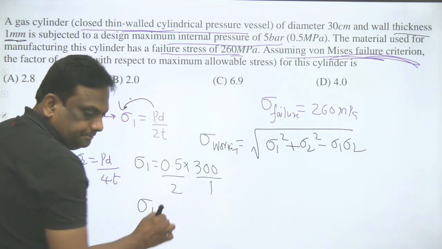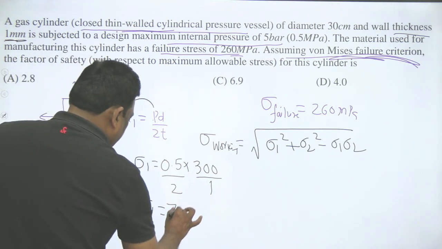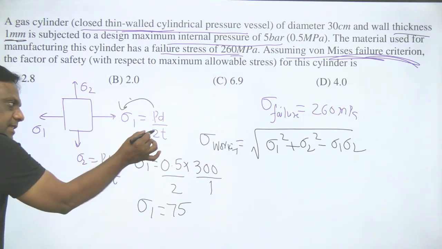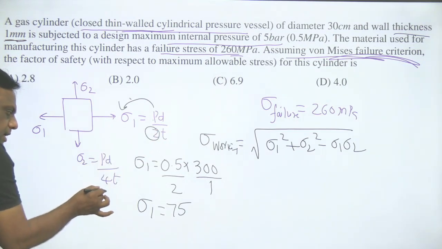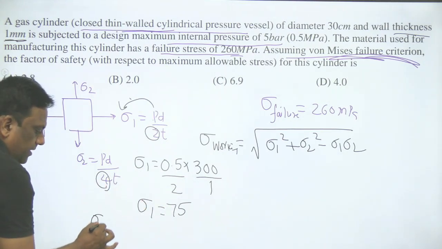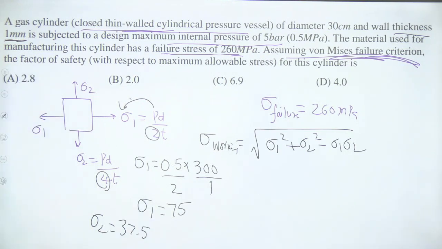ये कितना आ रहा है sir? पता नहीं यार, 150 into half, 75 I think. Yes, 75. So what will be sigma 2? PD by 4T. अरे यार इधर देखो, in denominator you have 2, in denominator you have 4. So with 2 you have calculated 75. With 4, divided by 2, it will be 37.5. I repeat sir, it will be 37.5.